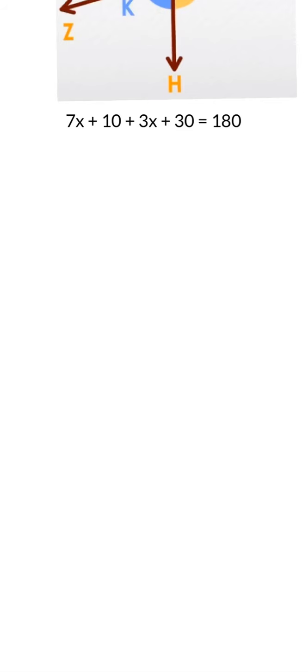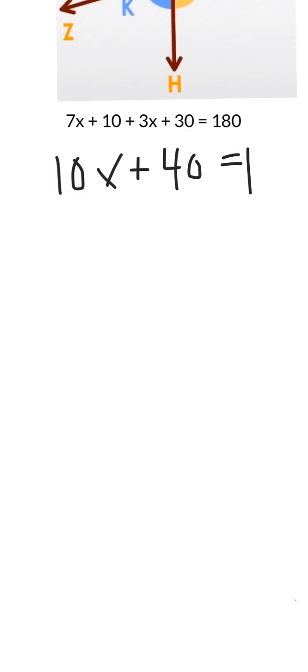So the first thing we need to do is combine our like terms. So we see that our like terms are 7x and 3x. So we're going to add those together. And when we do that, we get 10x. And we also have another set of like terms. We have 10 and 30. So when we add those together, we're going to get 40. So plus 40. And then I'm going to bring down the equals 180.